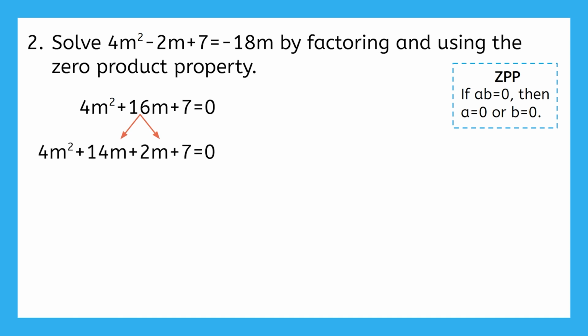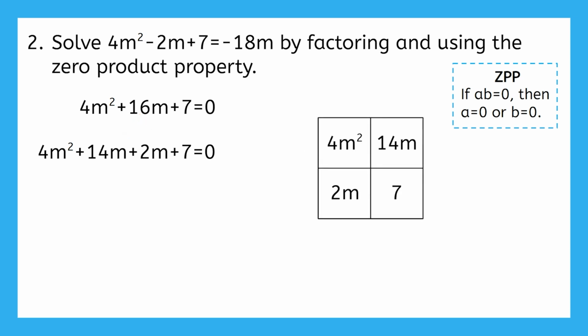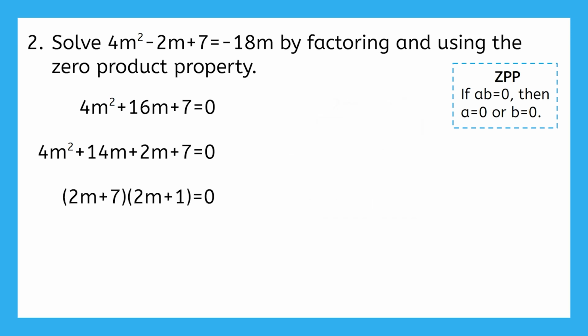With 16m now split up, I can take my 4 terms, put them into the box, and find the missing factors that will multiply to create these terms. In this case, those factors are 2m plus 7 and 2m plus 1. If we rewrite our equation as 2m plus 7 times 2m plus 1 equals 0, check it out. We now have factors being multiplied to make 0, which means we can use the zero product property. If you got stuck up to this point, pause the video here to finish solving this.